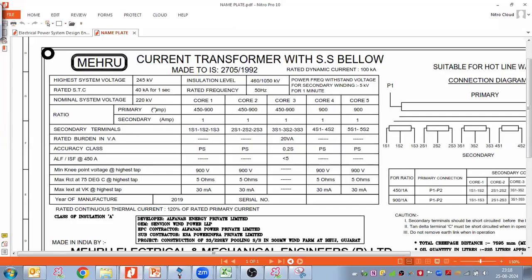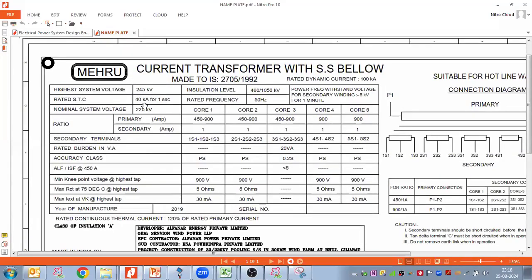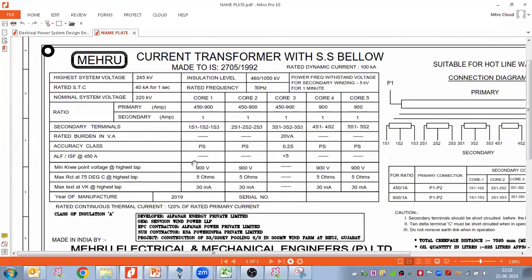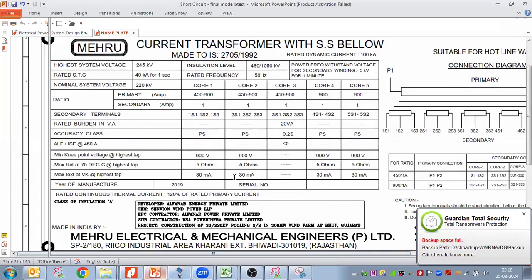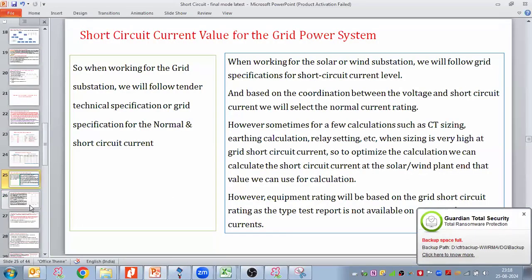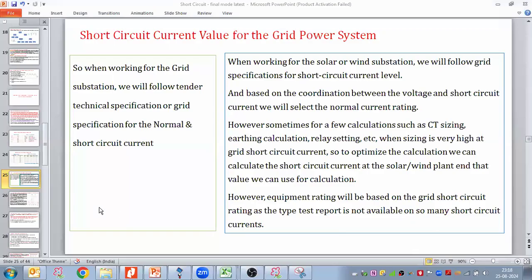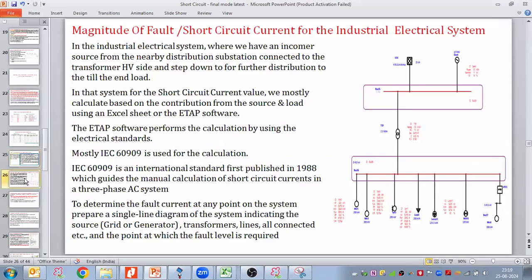So from the equipment point of view, you will also see that. But coming back to the CT, your short time rating would be 40. This is all with the knee point voltage. Anyone have any query regarding this? Please discuss with me. Short time rating selection is a very critically important parameter.